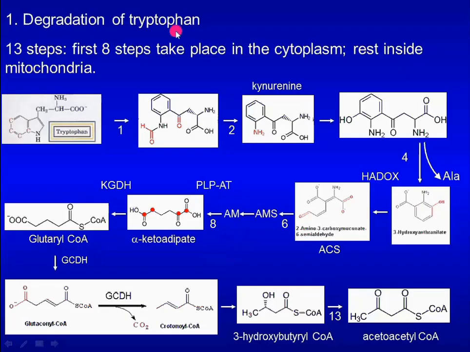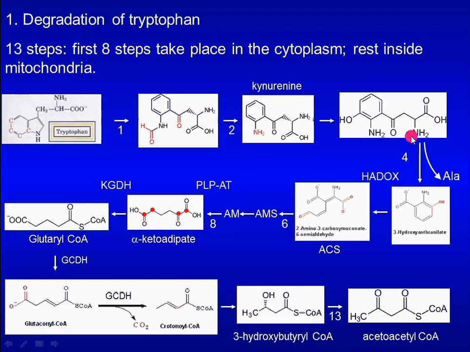Degradation of tryptophan takes 13 steps. The first 8 steps take place in the cytoplasm and the rest inside mitochondria. The first step breaks the first ring. The second step removes the aldehyde group. The result is kynurenine. The third step is hydroxylation at position 3.